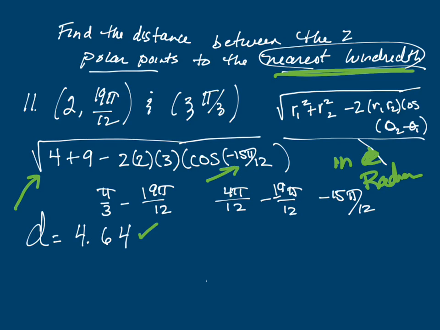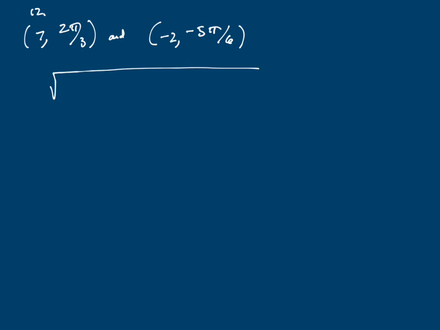So let's do number 12. Number 12 is points 7 and 2 pi over 3, and negative 2 and negative 5 pi over 6. All right, our formula, let's try to remember it. It would be 49 plus 4 minus 2 times 7 times negative 2 times the cosine of negative 5 pi over 6.